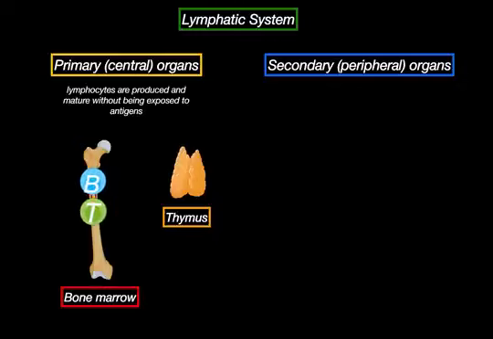B cells are produced in the bone marrow and they also mature there. T cells, however, are produced in the bone marrow and then travel to the thymus, where they undergo their maturation process. So B for bone marrow and T for thymus.